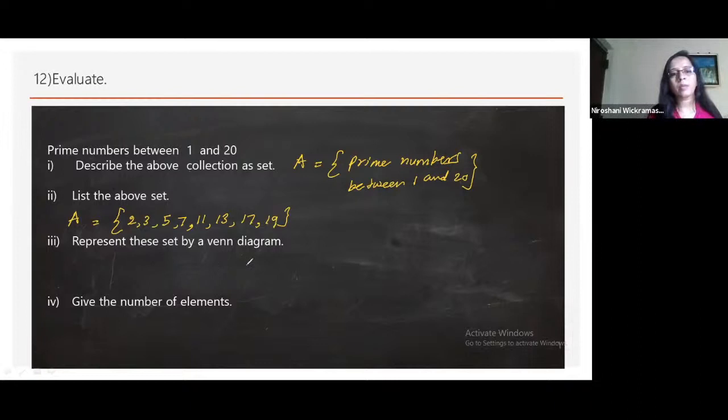Represent this set by a Venn diagram. Now then draw a Venn diagram.